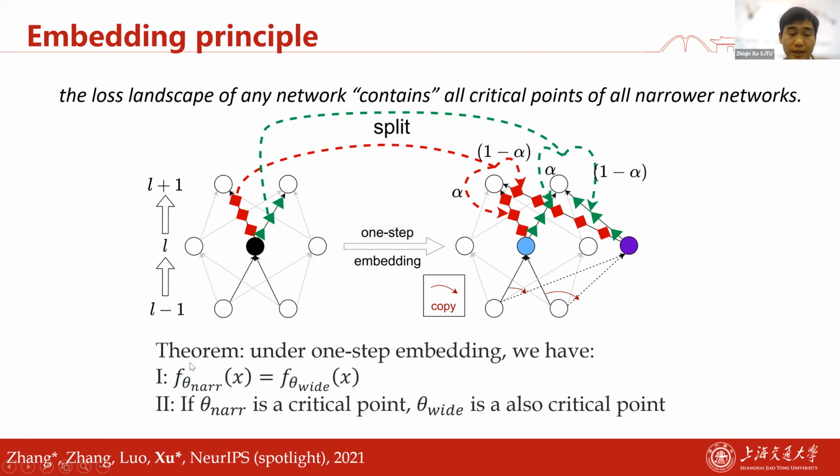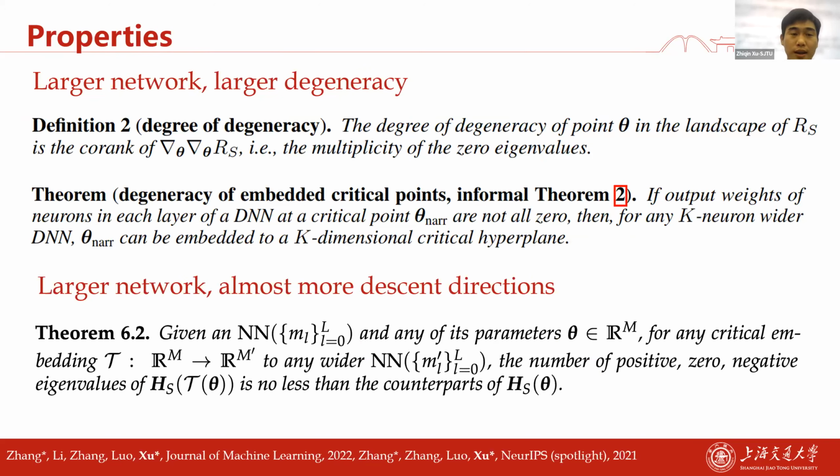So we can easily prove that the output of the narrow neural network is equal to the output of the wide neural network. This is not very interesting, but something very interesting is if the narrow neural network is at a critical point, meaning the gradient of the loss function with respect to the parameters equals zero, then you can prove that the large neural network is also at a critical point. By this embedding principle, we connect the critical points of the loss function across different widths. And we can further prove that for larger neural networks, the critical points have larger degeneracy, and they also have more descent directions.